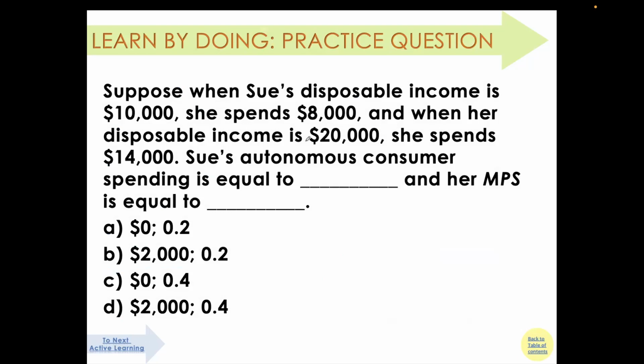Suppose Sue, when her disposable income is 10,000, spends 8,000. When her income is 20,000, she spends 14,000. Now the question asks you, what is her autonomous spending, and what is her MPS?